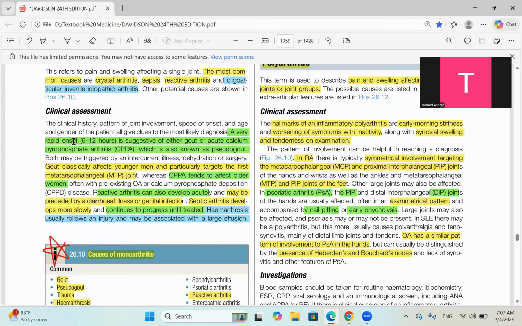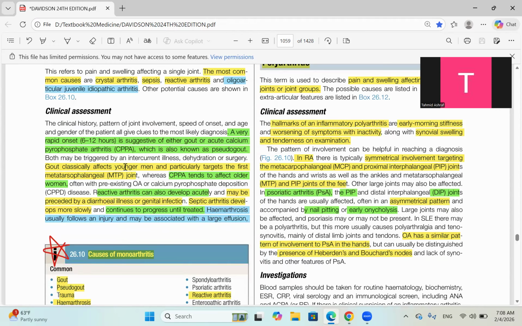A very rapid onset means an onset of 6 to 12 hours. Within 6 to 12 hours of pain onset, the joint is very quickly swollen, red, and very tender. This is suggestive of either gout or acute calcium pyrophosphate arthritis, also known as pseudogout. Gout classically affects younger men and particularly targets the first metatarsophalangeal joint. So this is very important.